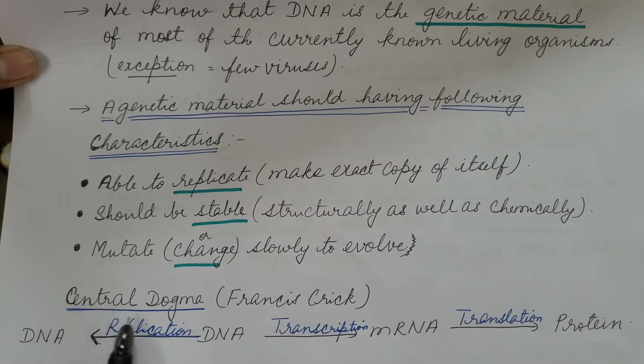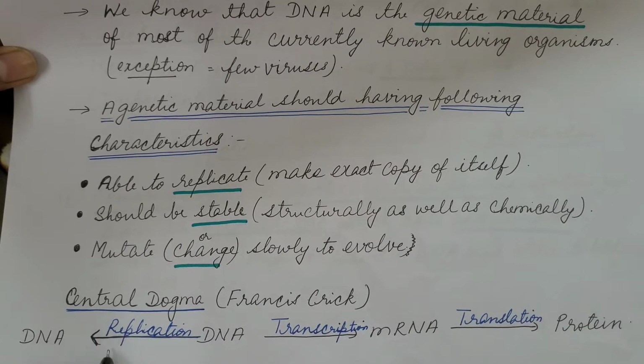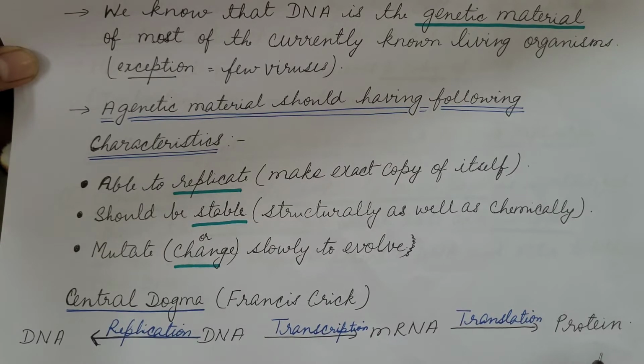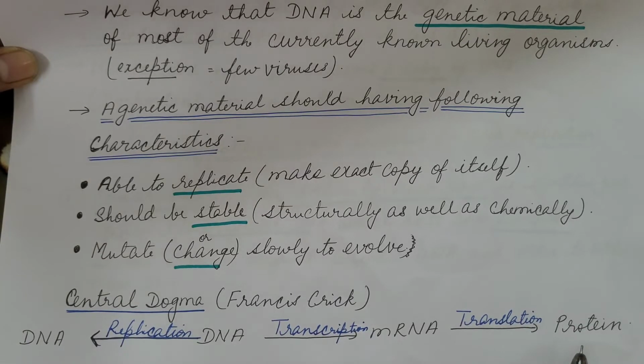Francis Crick explained the central dogma. DNA makes its copy with the help of replication. Also, DNA undergoes transcription to form messenger RNA. Then messenger RNA through translation forms protein. So, DNA sequence codes for messenger RNA and messenger RNA codes for protein sequence. This is known as the central dogma.